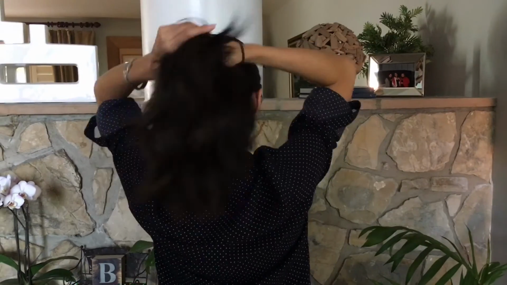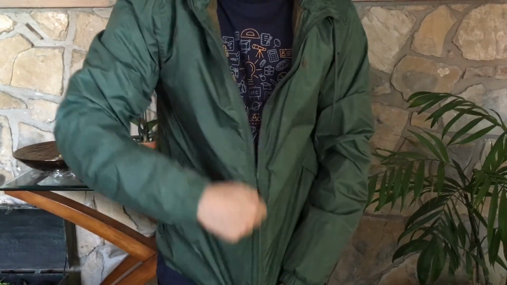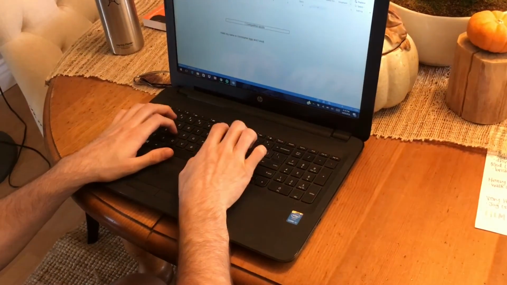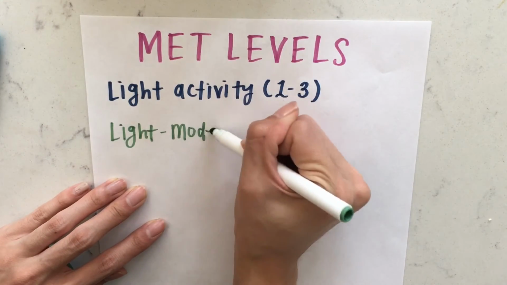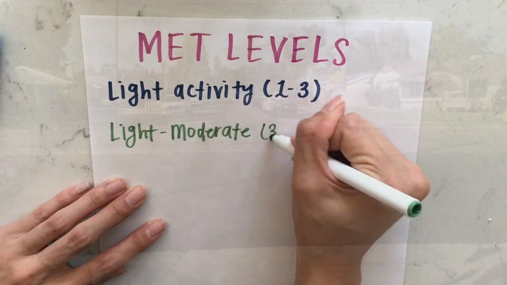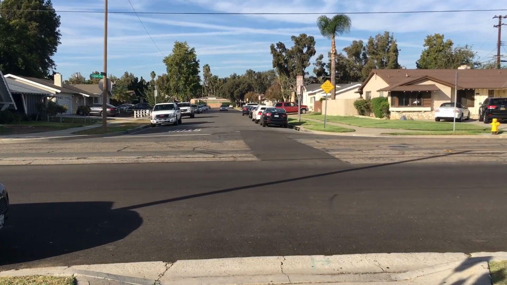So walking at 2 miles per hour, grooming your hair, getting dressed, and typing on a computer all fall under the light activity category. Light to moderate activity is 3 to 4 METs, and this includes showering, driving with doctor's approval, climbing stairs, and walking 3 miles per hour.